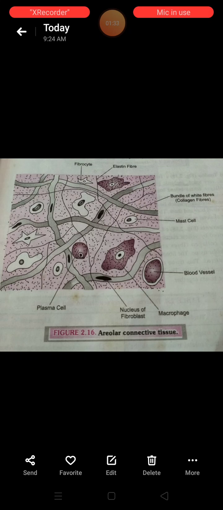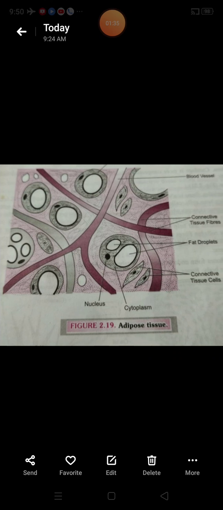Our next connective tissue is the adipose tissue. Adipose means storage of fat. The cells of adipose tissue are known as adipocytes, and its matrix is packed with adipocytes and a number of fibers. Both fibers, collagen fibers and elastic fibers, are present in the adipose tissue.